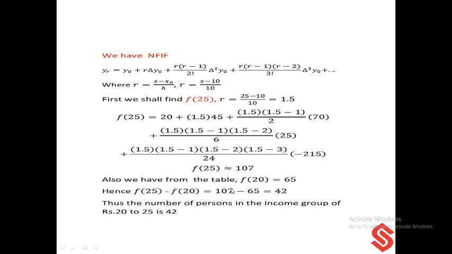Also we have from the table f of 20 is equal to 65. So hence f of 25 minus f of 20 is 107 minus 65, that is 42. Therefore the number of persons in the income group of rupees 20 to 25 is 42.